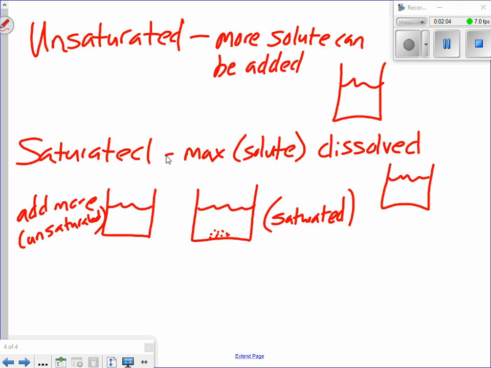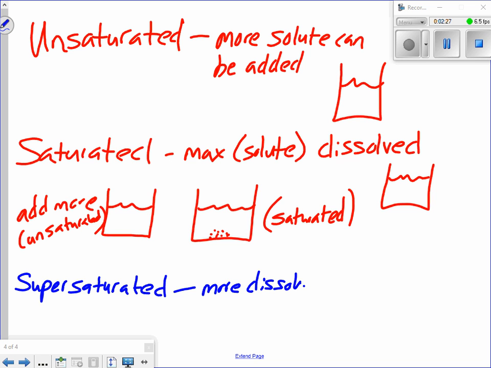Not supersaturated. Now I'm going to tell you why. This is the one that was kind of tricky. For you to be supersaturated, that means you have more dissolved than you're supposed to. It still has to be dissolved, so it has to be more dissolved than it should be able to hold. So how did you get it to hold more than it could anyway? You have to heat it up.